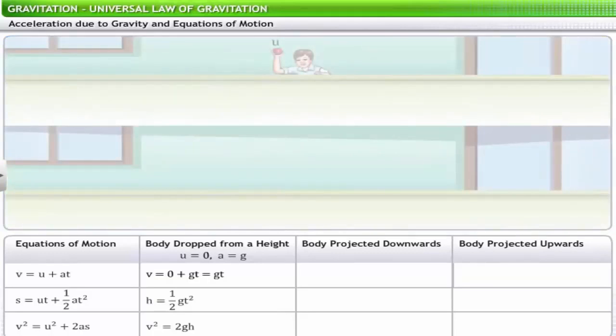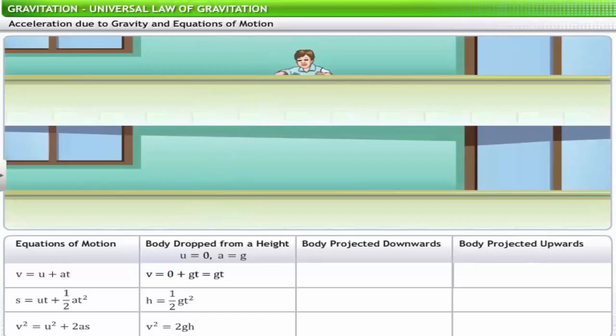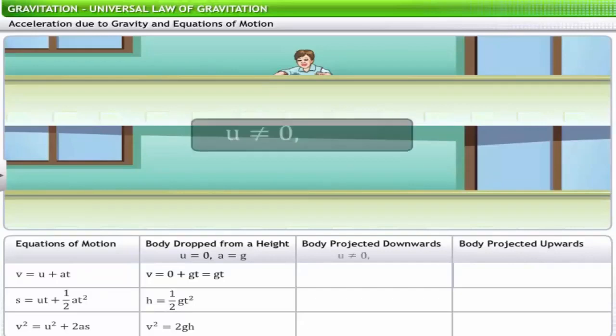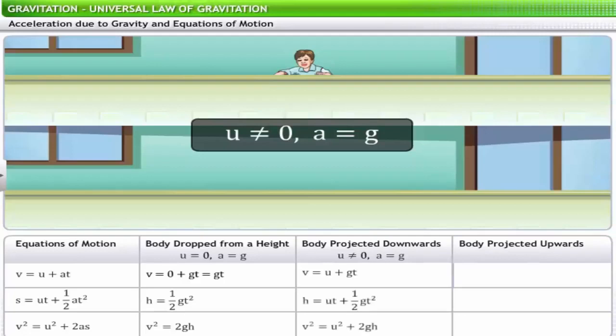In the second case, we consider a body projected vertically downward with some initial velocity. In this case, the initial velocity of the body is not 0. The acceleration a is again the acceleration due to gravity, g. By substituting a = g in the three equations, we get the revised equations as shown. Acceleration due to gravity is positive in this case as well, as the velocity of the body increases downwards.